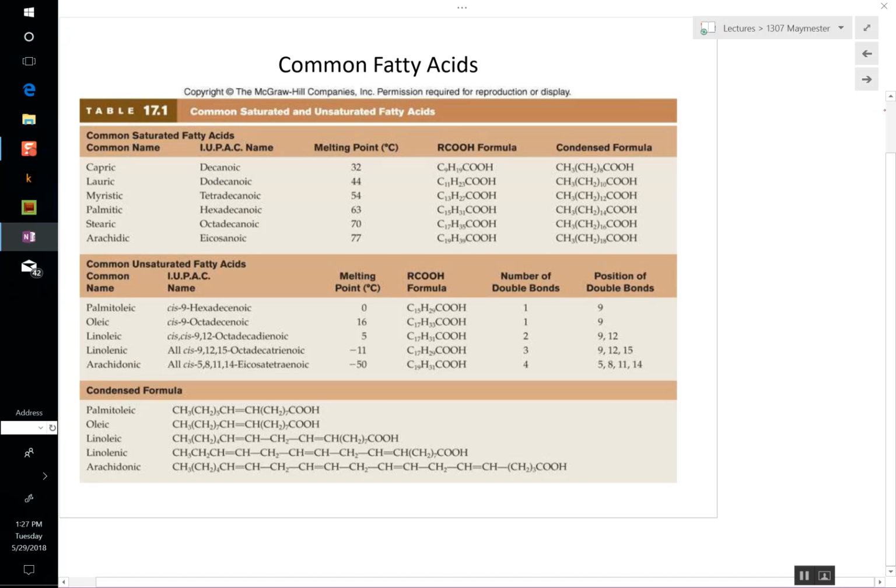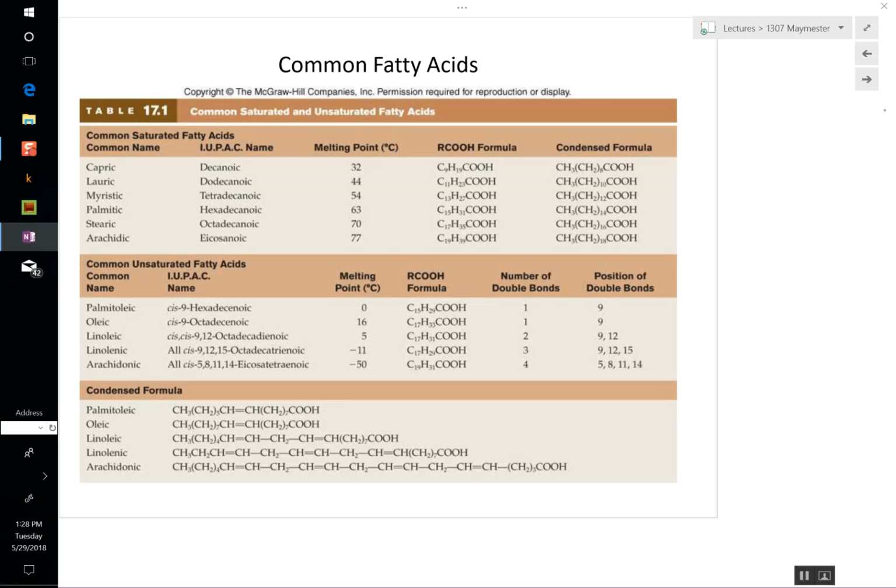We won't go into it too much. Here's oleic, cis-9 octadecanoic, stearic, just octadecanoic. Palmitic, you can just see palmitic. Palmitic is 14, 15, 16 carbons long. There's myristic, it's 14 carbons long, and there.